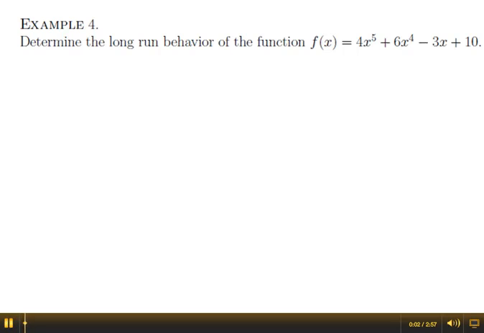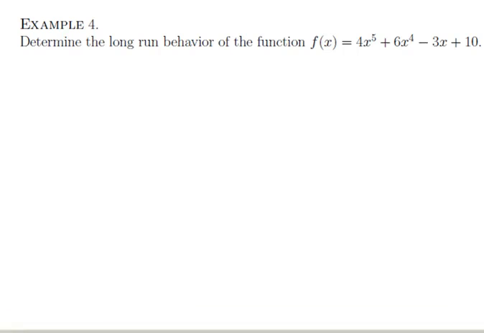Determine the long-run behavior of the function f of x equals 4x to the fifth plus 6x to the fourth minus 3x plus 10. So to determine the long-run or end behavior, what we need to look at is that leading term, the one with the highest power of the variable, 4x to the fifth power. And that's the one that will determine the end behavior.